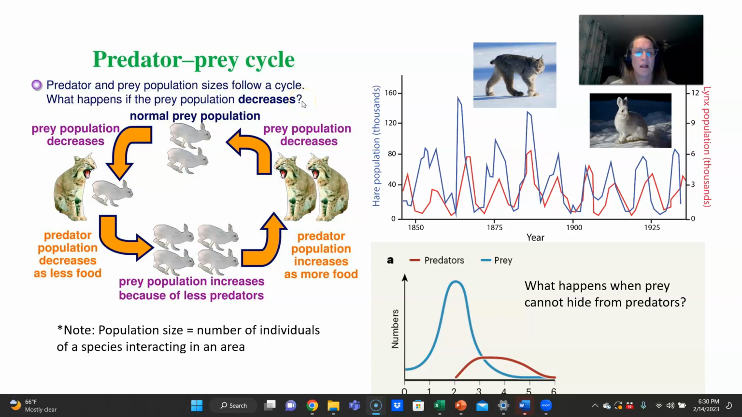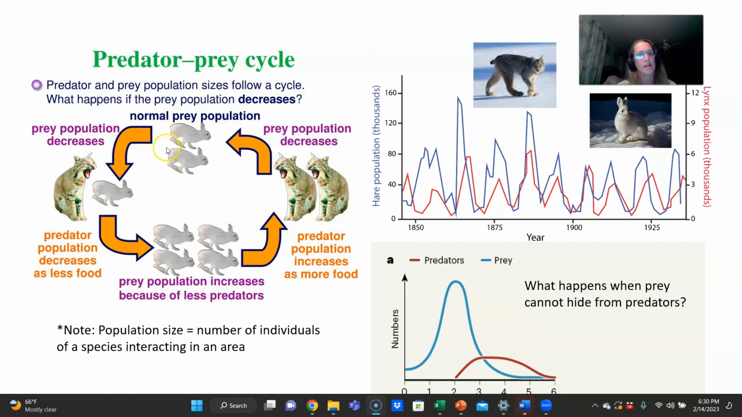There has been a long-term study on the Canadian lynx and the snowshoe hare. The study has been taking place in northern Canada since at least 1850 and probably even before that. We have information from trapping and skins and all of those sorts of things. And the study actually continues today. The reason why this population has been studied is because it shows this really interesting predator-prey cycle.